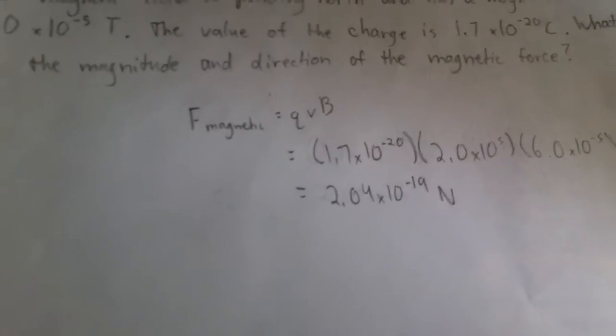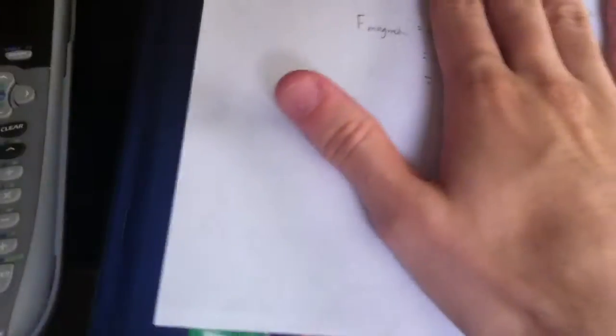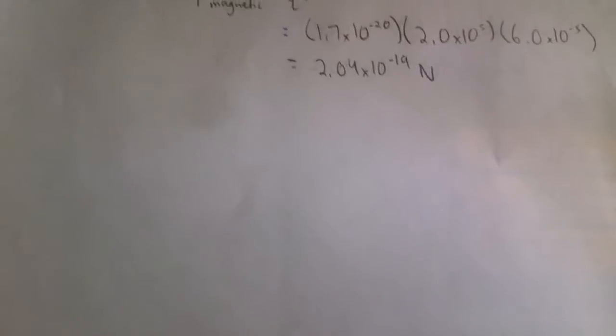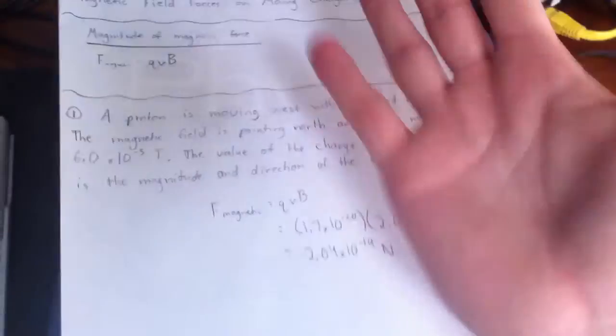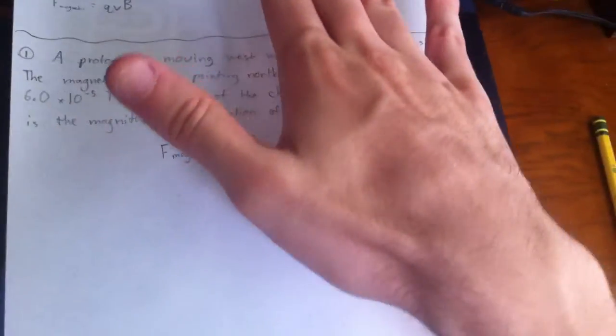Now the direction of the magnetic force. Well, the problem says that the proton is moving west. So if we were to use the right hand rule, the proton would be my thumb. It's moving west. The magnetic field is pointing north. Those would be my fingers. And lastly, this is a proton. This is a positive charge, meaning that the force is going to come out of the palm of my hand. So that means that this magnetic force is going to be downward.